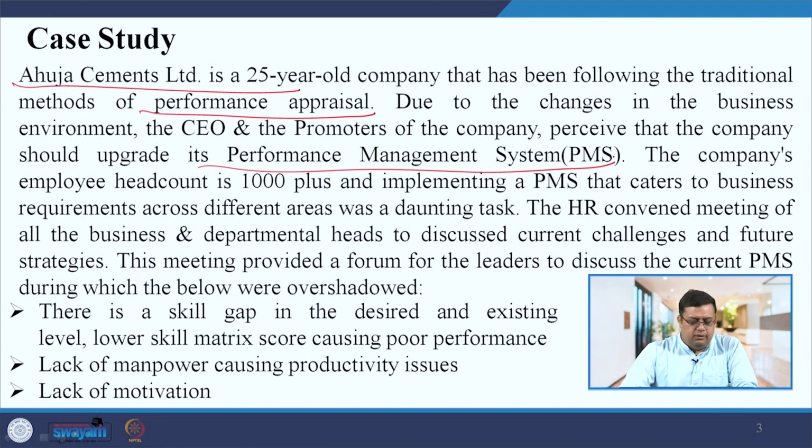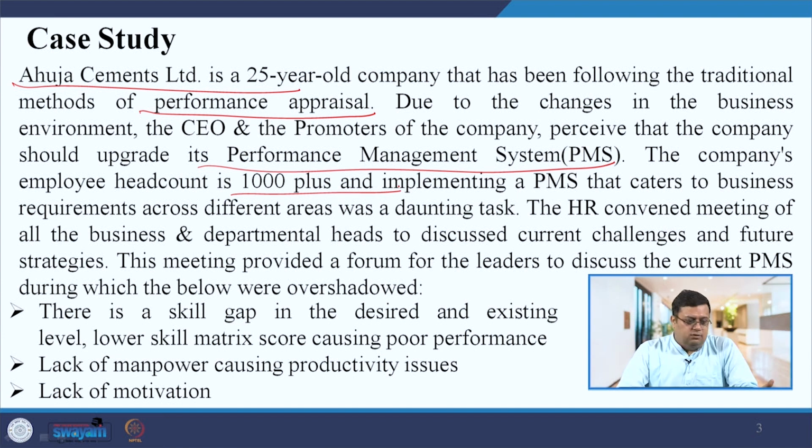The company's head count is 1000 plus, and implementing a PMS that caters to the business requirement across the different areas was a daunting task. With more than 1000 employees, you have to implement the new performance management system. If you remember, the objective of the performance and compensation function is to motivate the employees. Business environment is changing, employees' needs are changing, the nature of people and their demands are changing, and the nature of the relationship between employee and employer is changing.